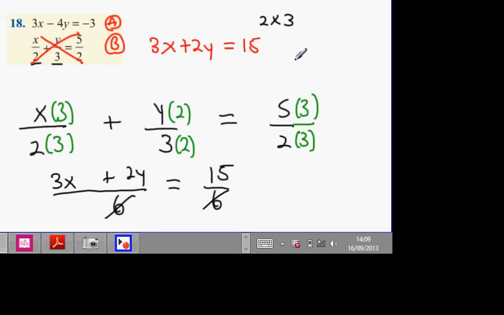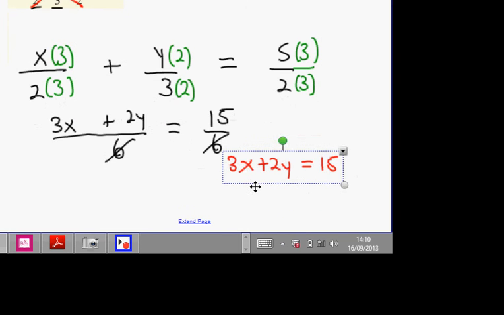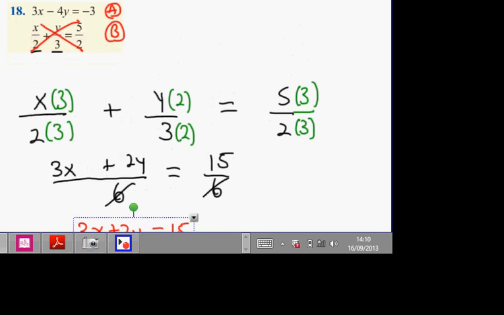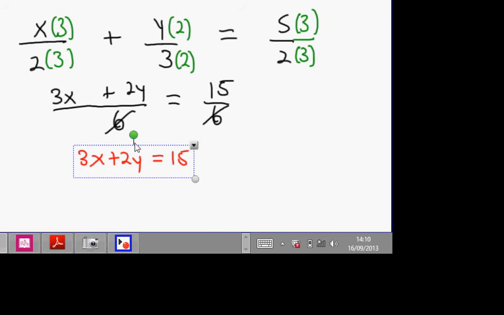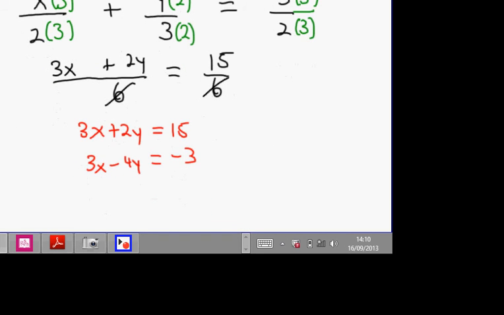Alright? So now that this has happened, what we're going to do next is solve this equation. I'm just going to take this down to the bottom, and then the other equation. What was the other equation? 3x minus 4y equals minus 3. Look at the numbers. Which one do you think is easiest to get rid of? The y's, okay?